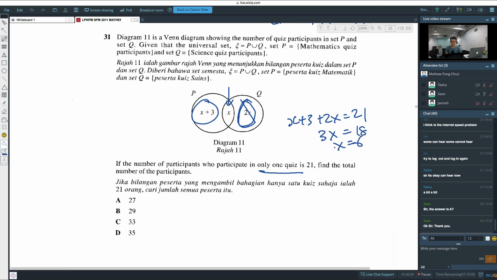So the question asks about the total number of members. If we know x equals 6, here you have 9, here you have 6, here you have 12. If you join all together, you should get 27. Answer will be A. Okay, so far so good. We still have 9 more questions to go.